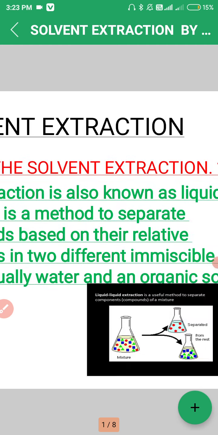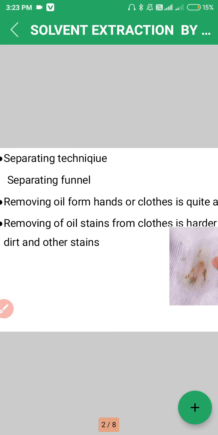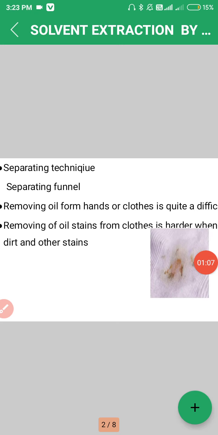See the diagram. It is one of the mixtures to separate from the rest. Separating techniques: separating funnel. Removing oil from hands or cloth is quite difficult. Removing oil stains from cloth is harder when there are dirt and other stains.